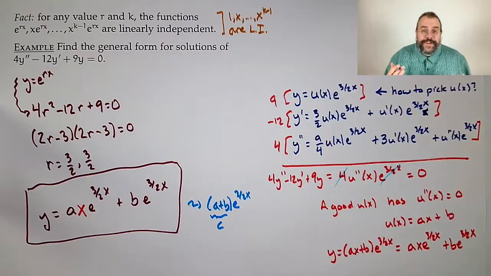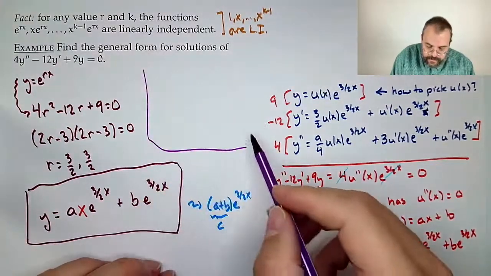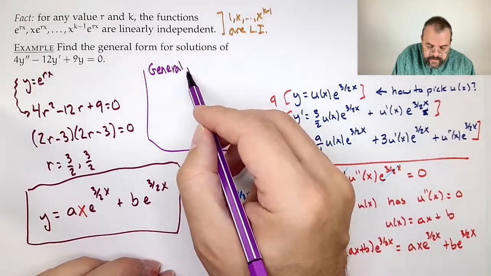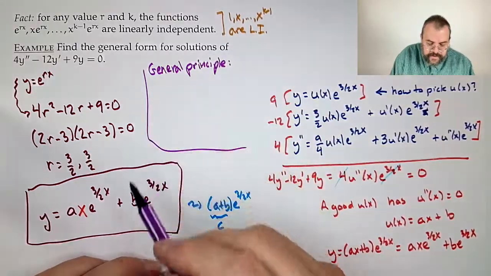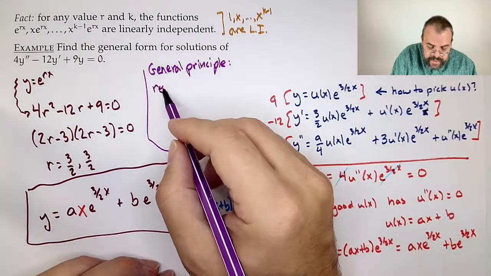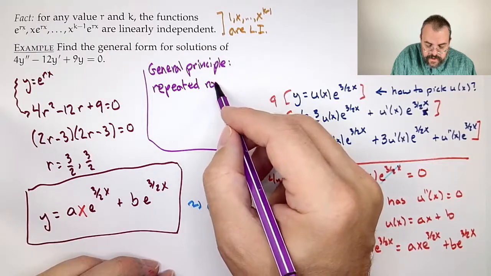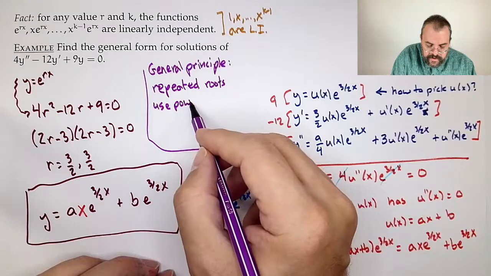Now, what's the general principle here? There's a nice general principle. We'll put a comment here, and we'll say this again in our next session. Our general principle says if we have repeated roots, then we use powers of x.